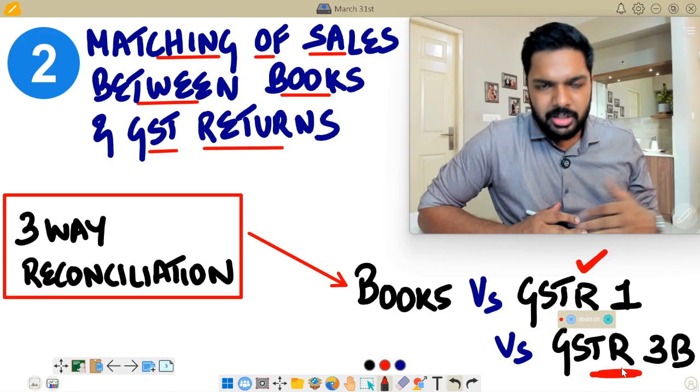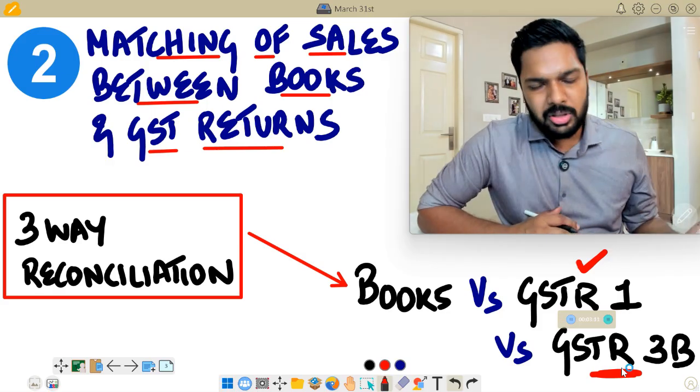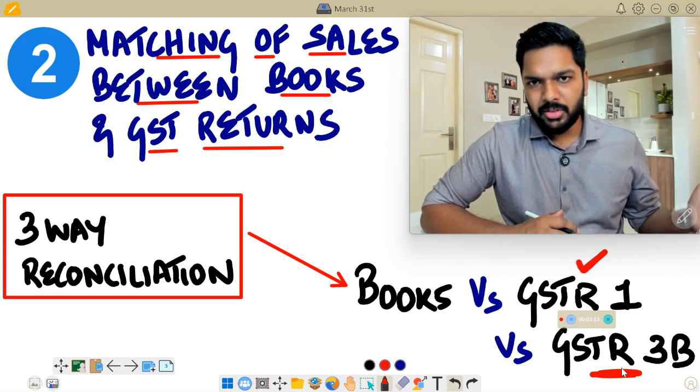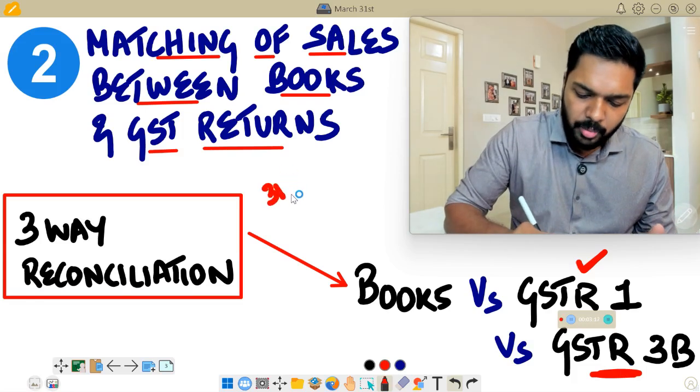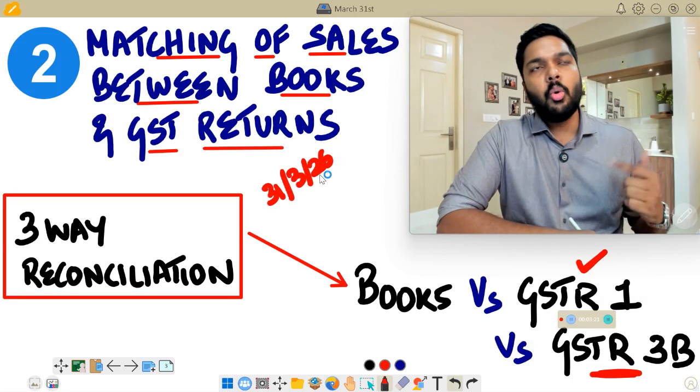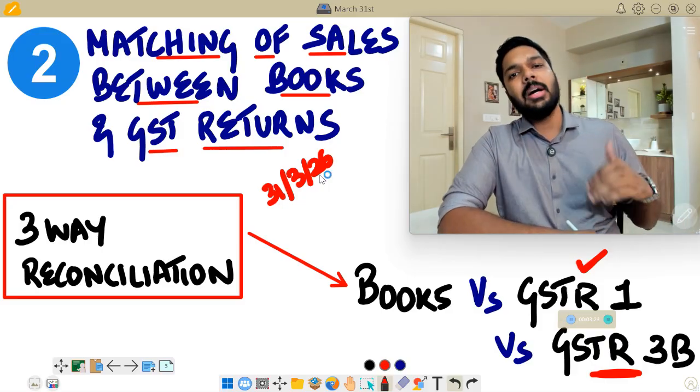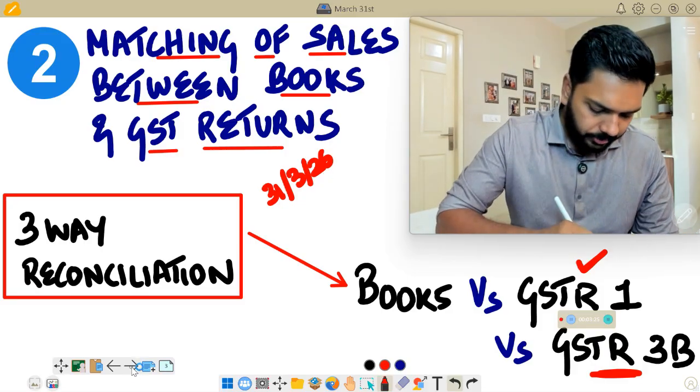So do a three-way reconciliation between what is appearing in books, what is appearing in the GSTR 1, GSTR 3B, and this becomes all the more important to be done before 31st March 2026, so you can find out whatever sales has been overbooked or underbooked and make amendments or changes accordingly.